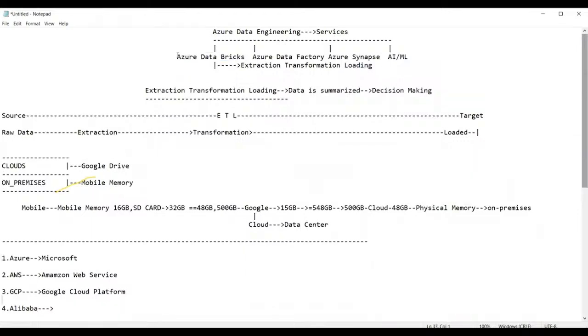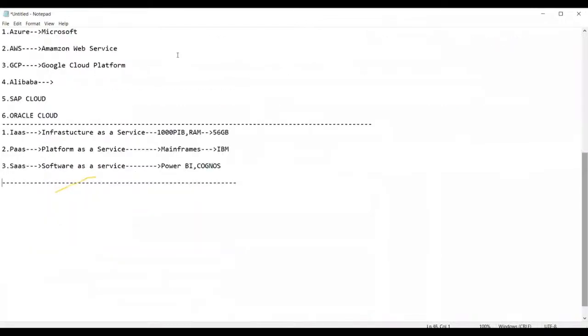So now guys, let us come back here. Azure Databricks is a service of Microsoft which is provided to perform the job of extraction, transformation, and loading. Okay, guys. Now, when it comes to Azure Databricks, let us try to understand this ETL with some example.